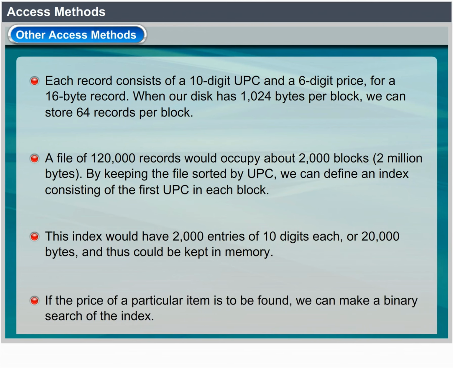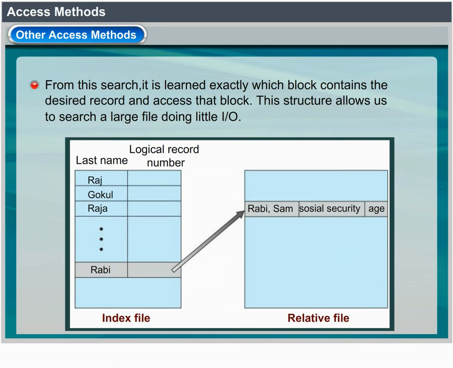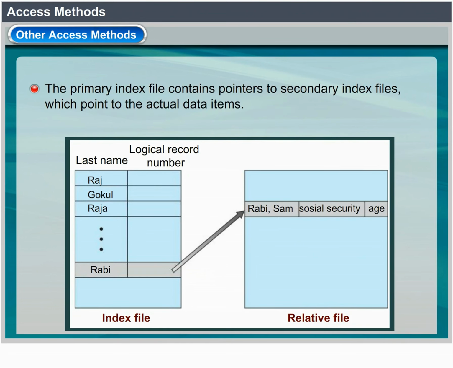To find the price of a particular item, we can make a binary search of the index. From this search, we learn exactly which block contains the desired record and access that block. This structure allows us to search a large file doing little input-output. With large files, the index file itself may become too large to be kept in memory. One solution is to create an index for the index file. The primary index file contains pointers to secondary index files, which point to the actual data items.